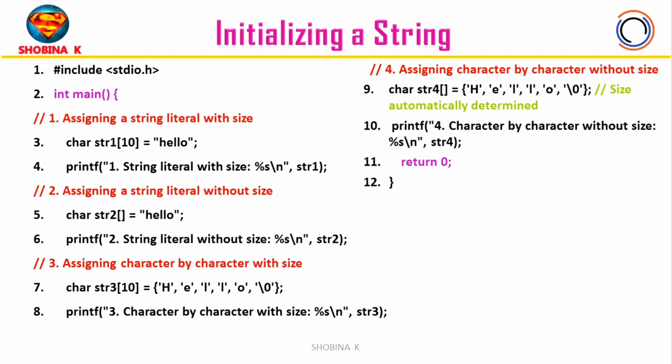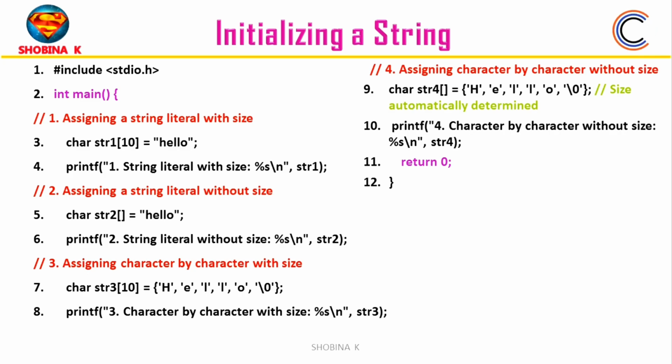In the next line, we assign a string literal with size. So here we declare a character array named str1 with size of 10 characters. The array is initialized with the string literal "hello". The size of the array is explicitly specified as 10, which means it can hold the string "hello" along with the null terminator. And next we assign a string literal without size. Here we declare a character array named str2 without explicitly specifying its size. The array is initialized with the string literal "hello". Since the size is not specified, the compiler automatically determines the size based on the length of the string literal, which includes the null terminator.